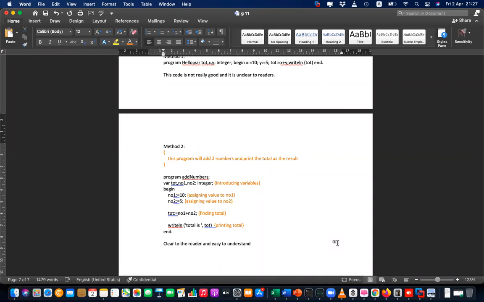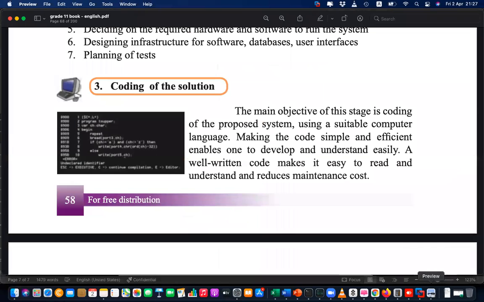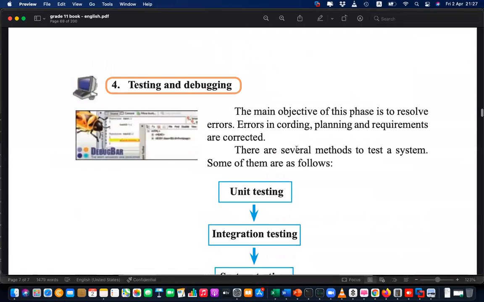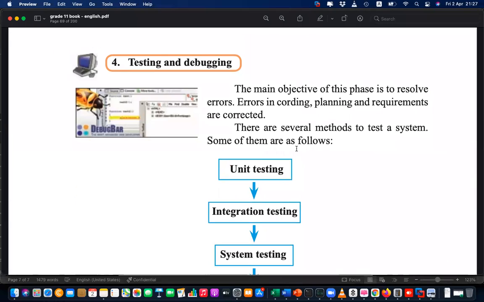So because these are the important tasks, you have to focus on the balance. That is basically testing and debugging. So I think you know the word debugging. Bugs means errors. Debugging means detecting and correcting the errors.